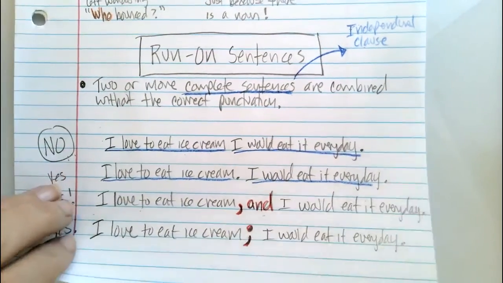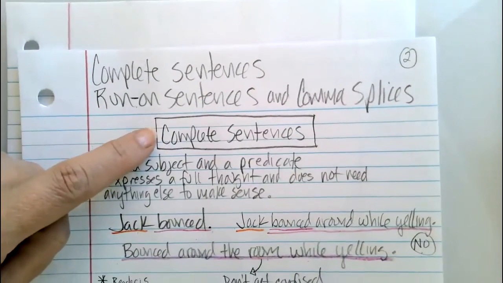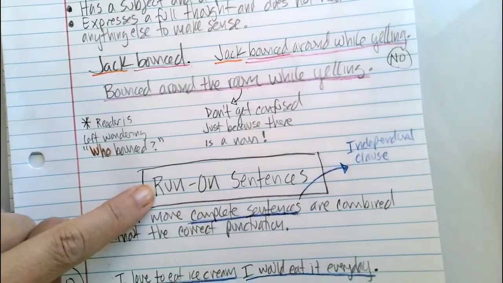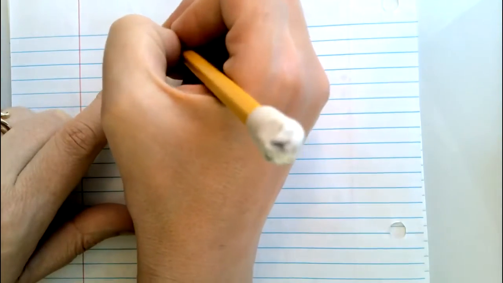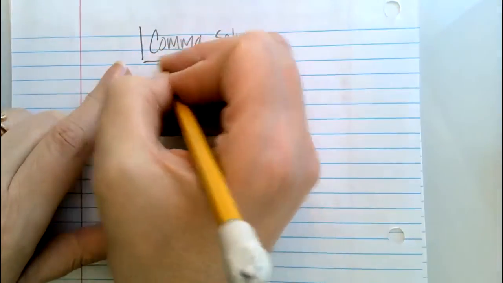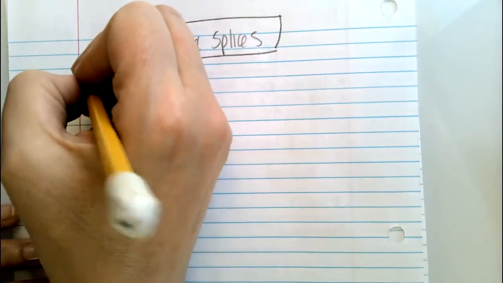Okay, we are now ready to flip your page over and we're going to do the back side of lesson 2. Just like we did before, we have our headings. Remember, we've got 3 that we're doing. We have our complete sentence heading, our run-on sentence heading, and directly below the heading, we had our bullet points. So now we're going to flip this over and do our comma splices heading. Then we're going to do our bullet point information.